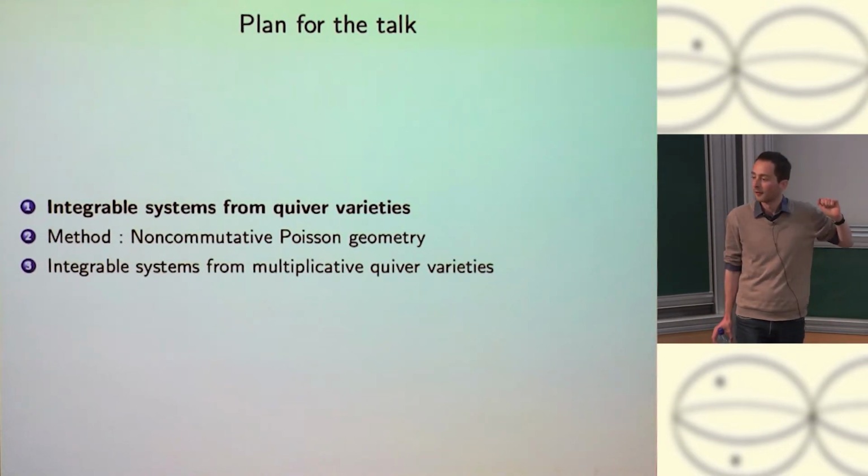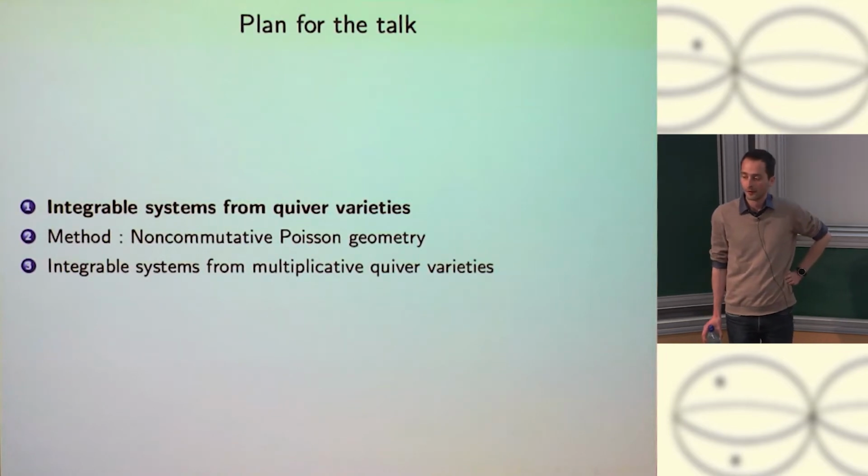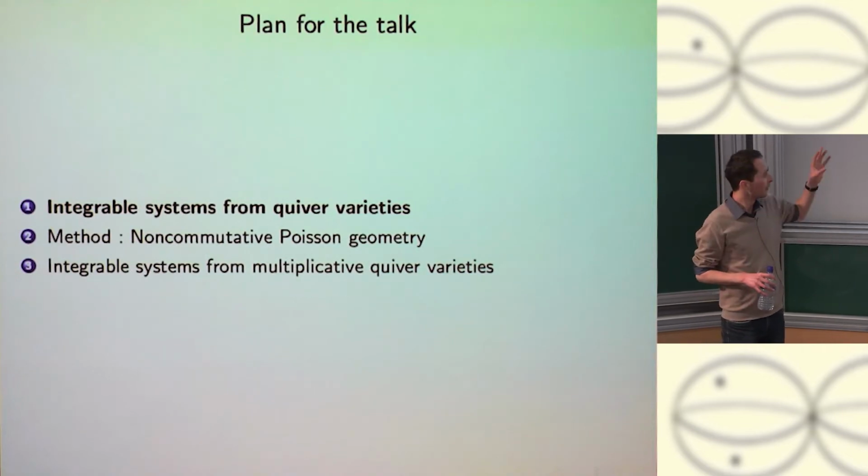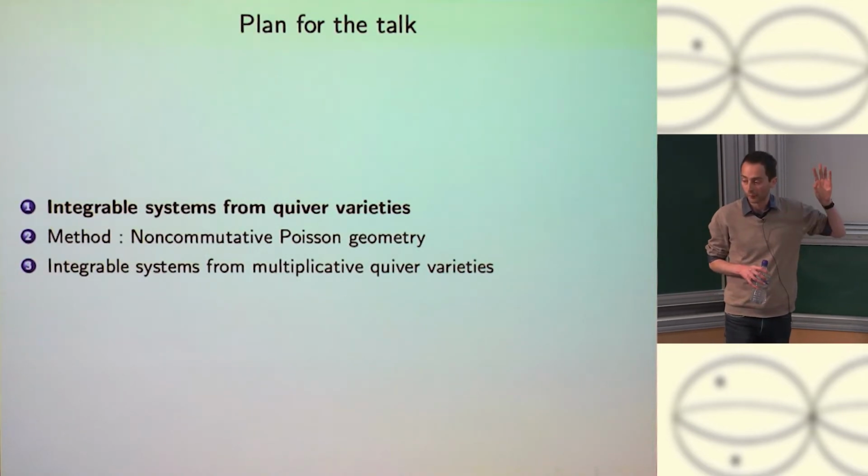So you could choose any, instead of the identity matrix, you can choose any non-zero? Any multiple of the identity. Yes, that's what you could take, yes. Okay. And this will be almost the same for all the other quivers that I will take.